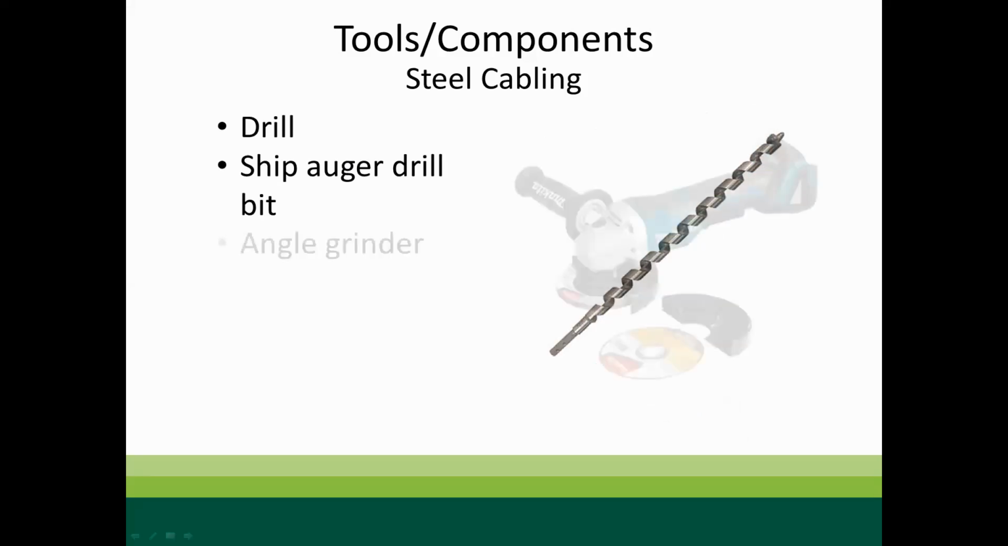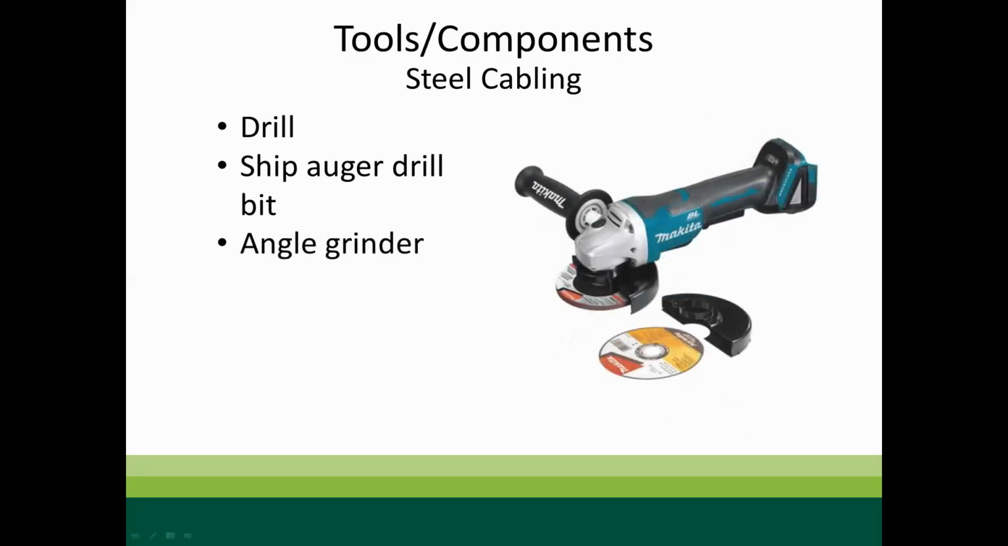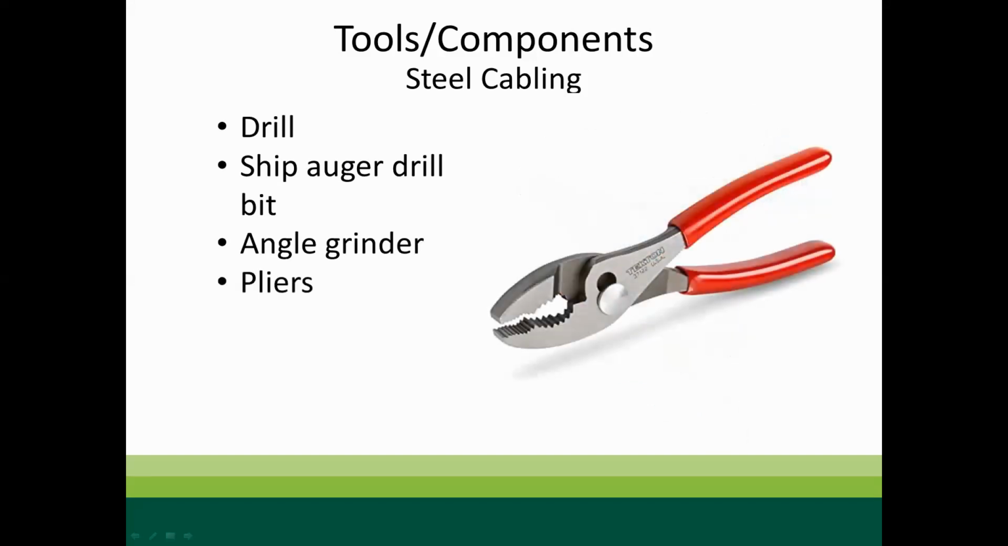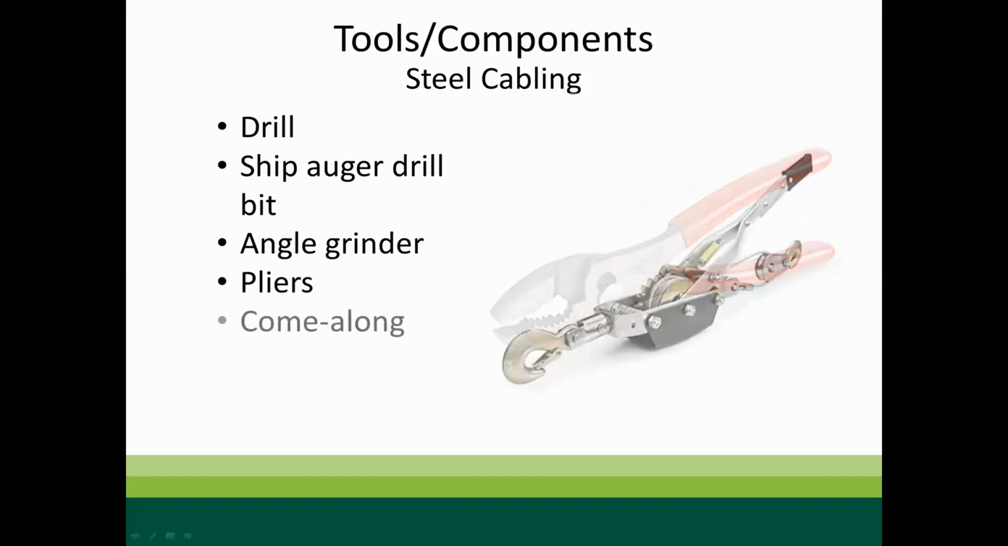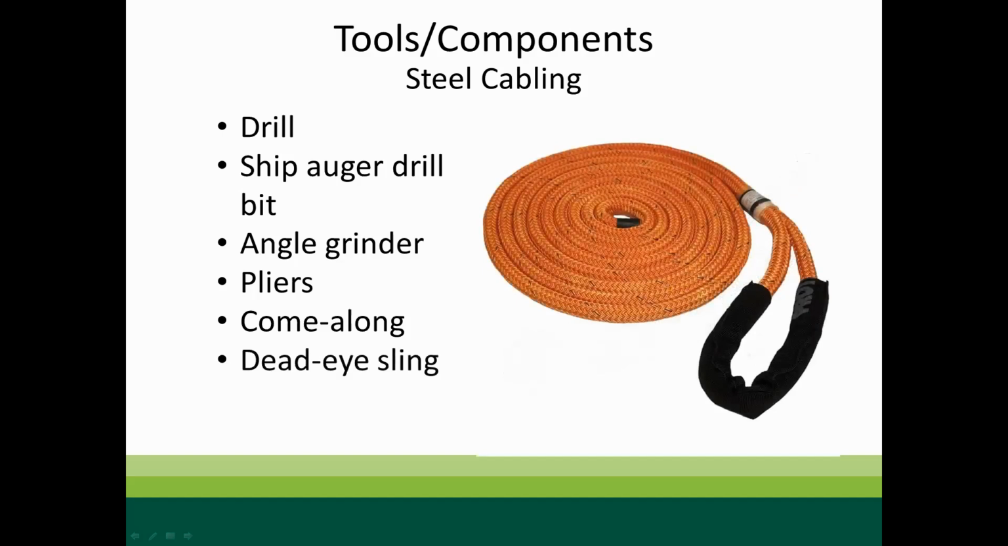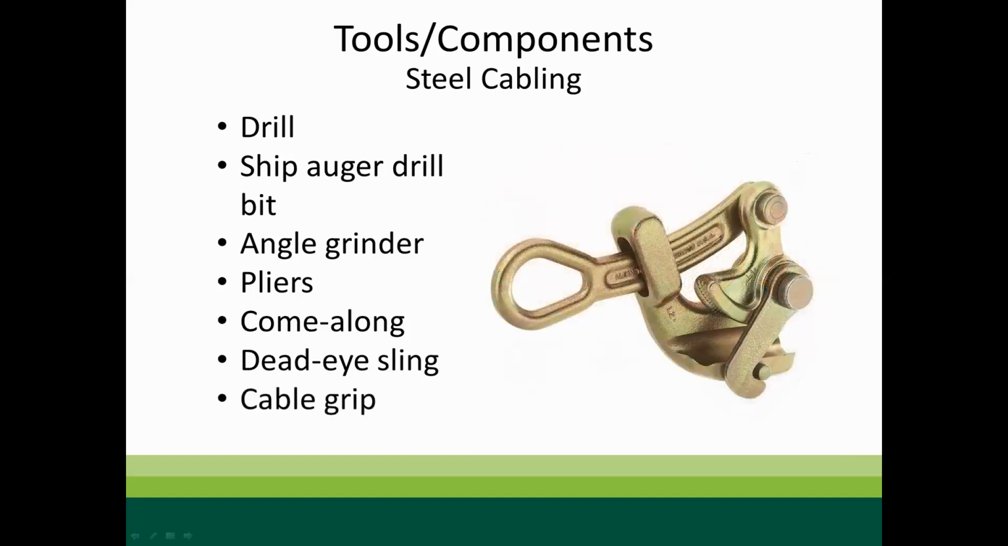An angle grinder, which we use to cut the cable. We're going to need pliers. We're going to need a come along to do our tensioning. A deadeye sling used to attach the come along to the limb. And then a cable grip, which attaches to the cable, and then the come along attaches to this section here.